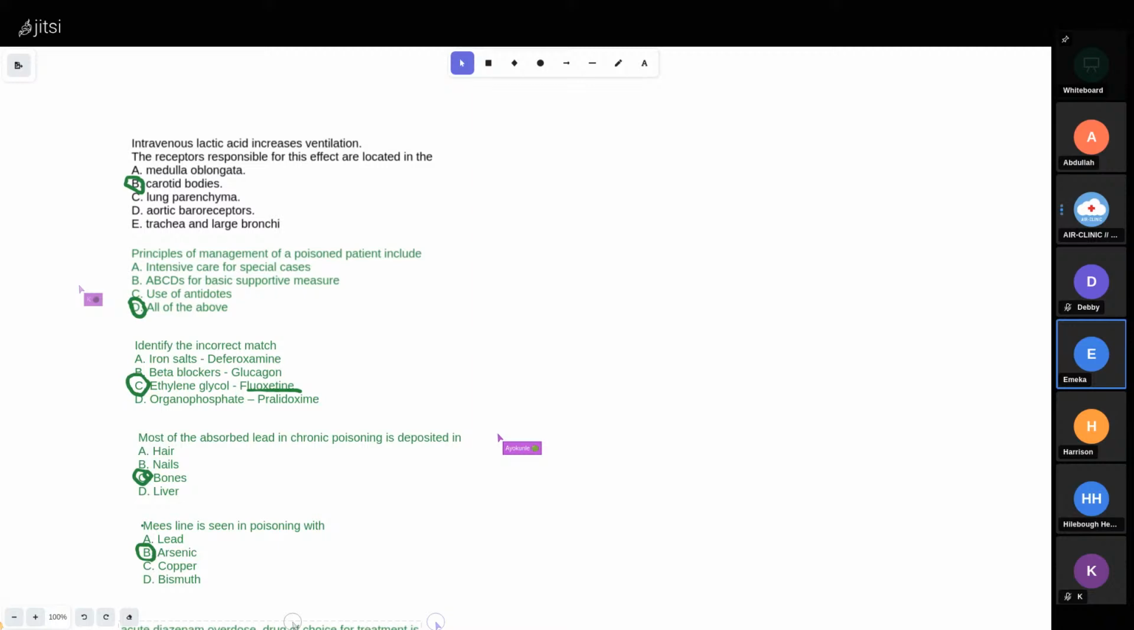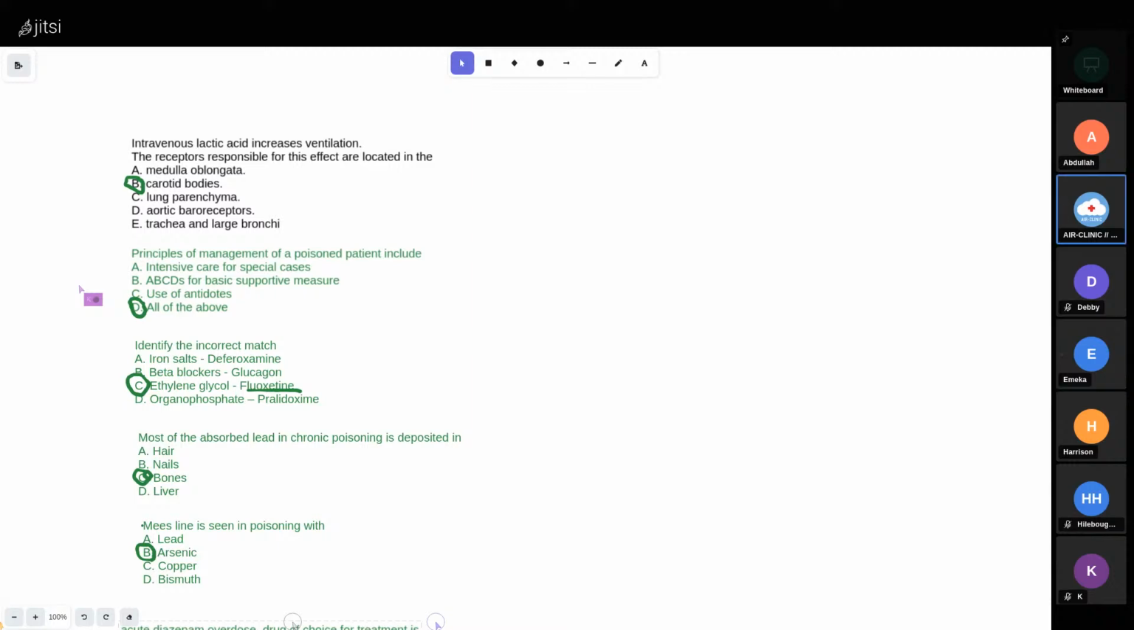Isoniazid. There's a substance that if you want to prescribe isoniazid, you have to prescribe it with this substance. Vitamin B6, that's pyridoxine.